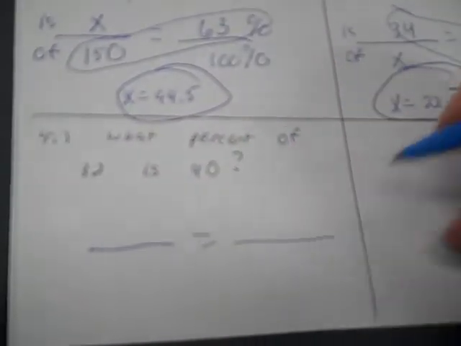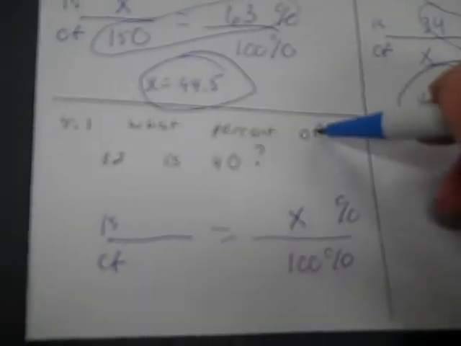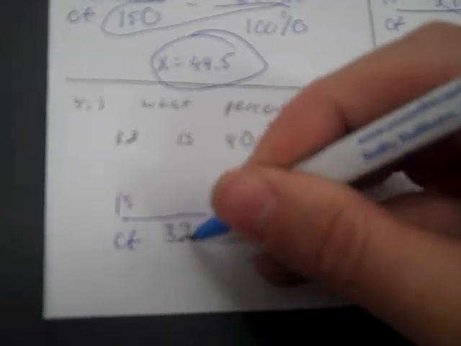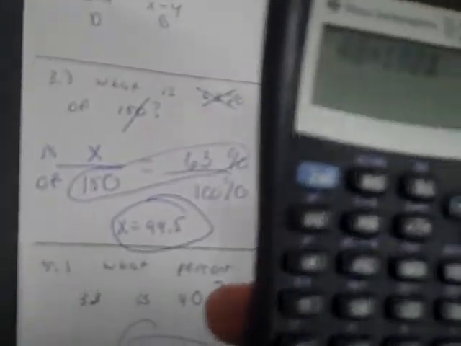Okay, what percent of 32 is 40? So you got percent over 100, is over of. So I don't have my percent, so that's going to be where the x is placed. And after the word of, it says 32. And then 40 belongs up here. So I cross multiply and divide. 40 times 100 divided by 32 is 125. So x equals 125% because the percent's what I didn't have.